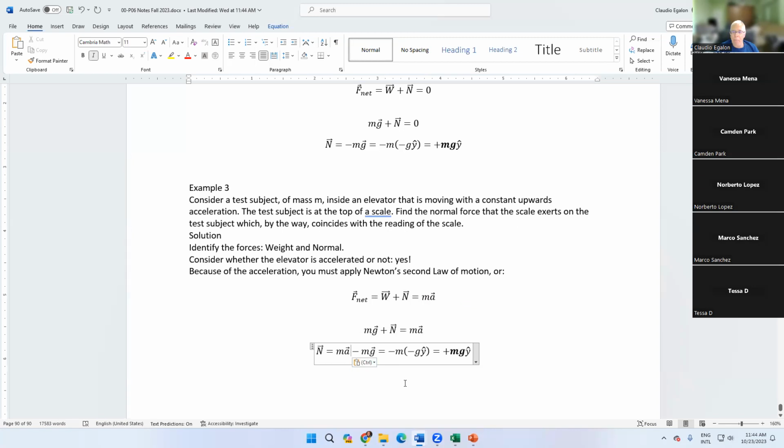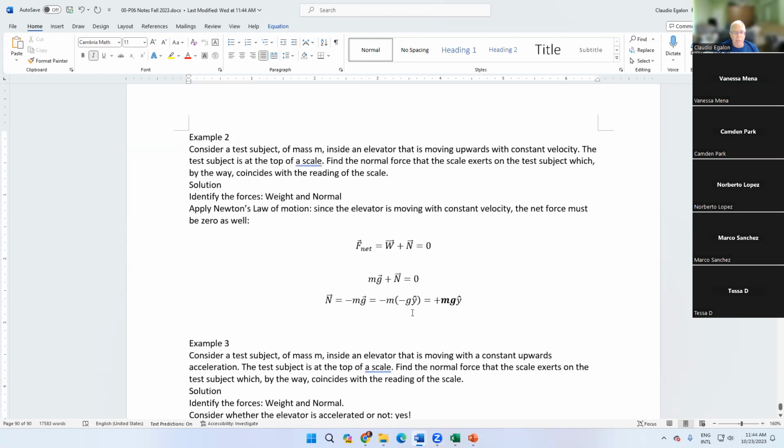Professor, can I see the example 2 again? This one here? Yes. Thank you. Yeah, I copied and pasted.